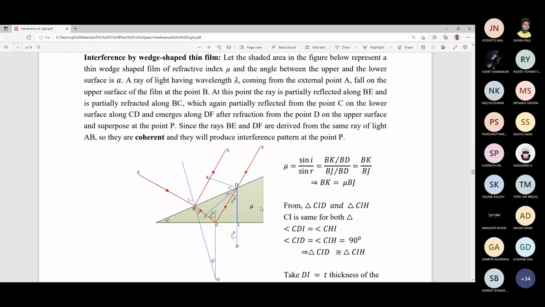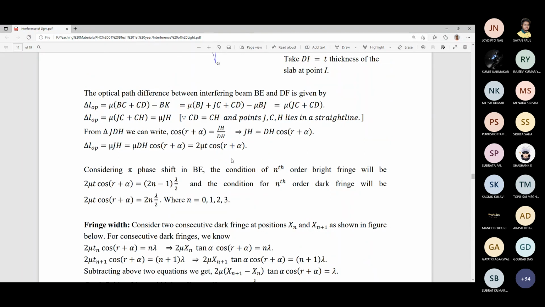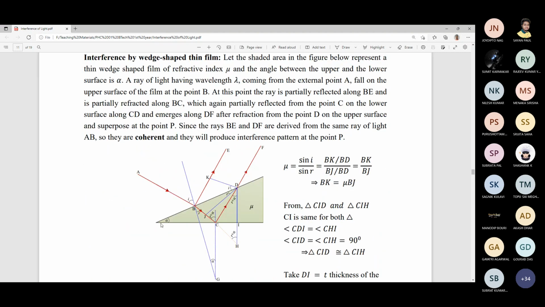So now today we consider wedge shape film, right? Similar to the previous case, if we consider a thin film, then we have observed the path difference is 2 mu t cos r. Here also we will get 2 mu t cos (r plus phi). What is phi? Phi is the angle of the wedge. This is the wedge shape film, so its thickness is continuously increasing in a linear fashion, and this angle is alpha. So the angle of the wedge of this film is alpha, right?